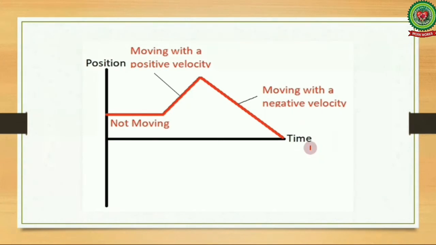So what we have studied so far is that in a position time graph, if we get a straight horizontal line, it means the body is not moving. If the slope is in the positive direction, it is increasing, meaning it is moving with positive velocity, and if the slope is in the negative direction, it means the body is moving with negative velocity.